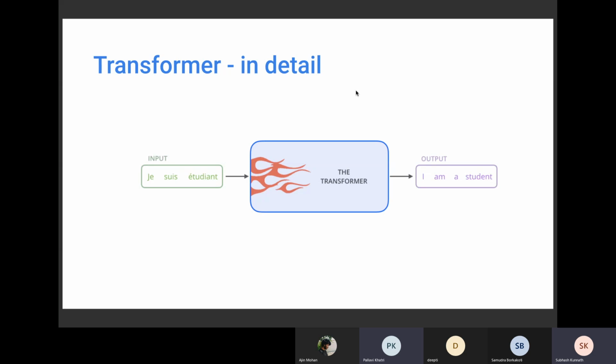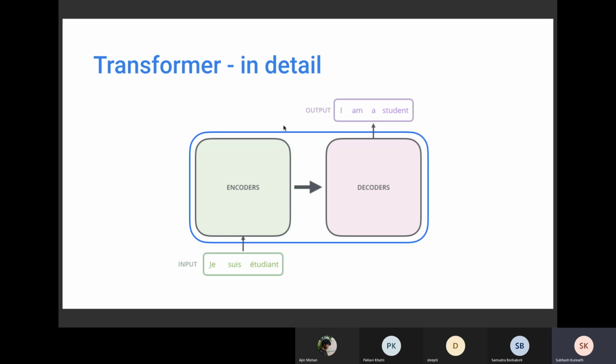As a black box, you can see the transformer transforms an input sentence in one language to another. Any sequence-to-sequence transformation task can be solved using the transformer. Let's see what's inside this black box. As we said earlier, there are encoders which encode the input sequence into one particular vector format, and then there are decoders which take this encoded vector and convert it to the output sequence.